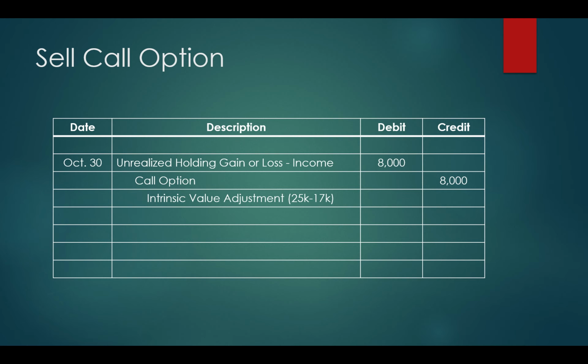Since we previously adjusted the intrinsic value to $25,000 on September 30th, we need to reduce the intrinsic value by $8,000 to lower it to $17,000. To do this, we debit the unrealized holding gains and loss income account by $8,000 and credit the call option account by $8,000. To reduce the time value, we follow the same procedure as on September 30th and debit the unrealized holding gain or loss income account by $250 and credit the call option account by $250.